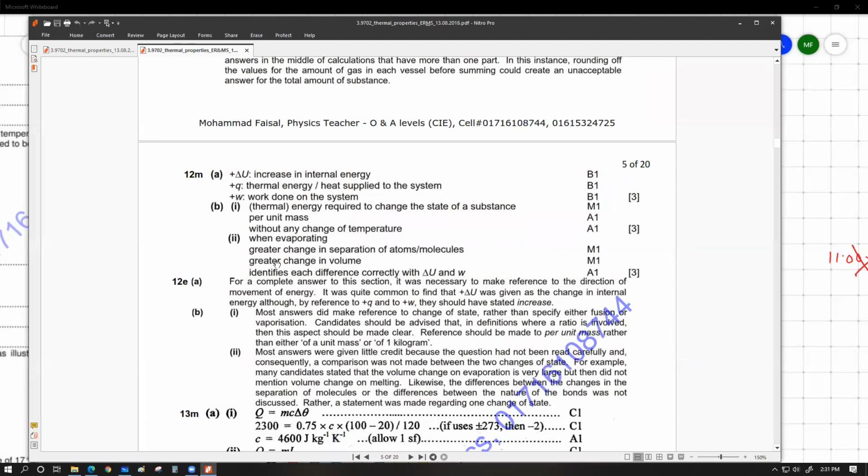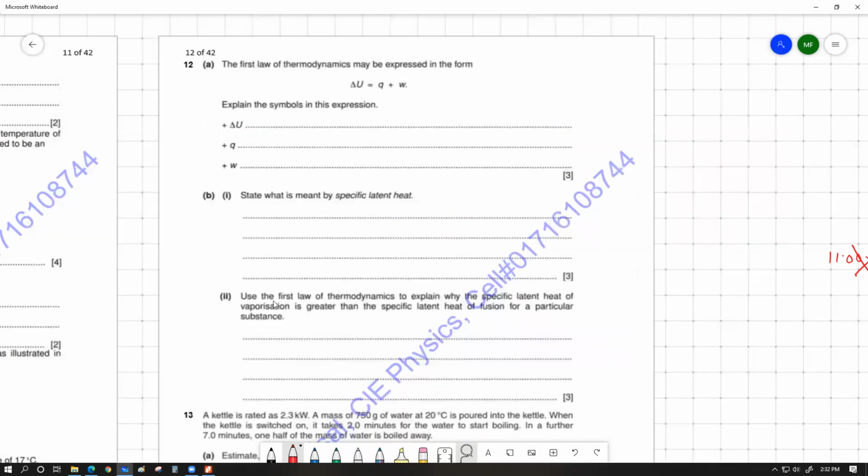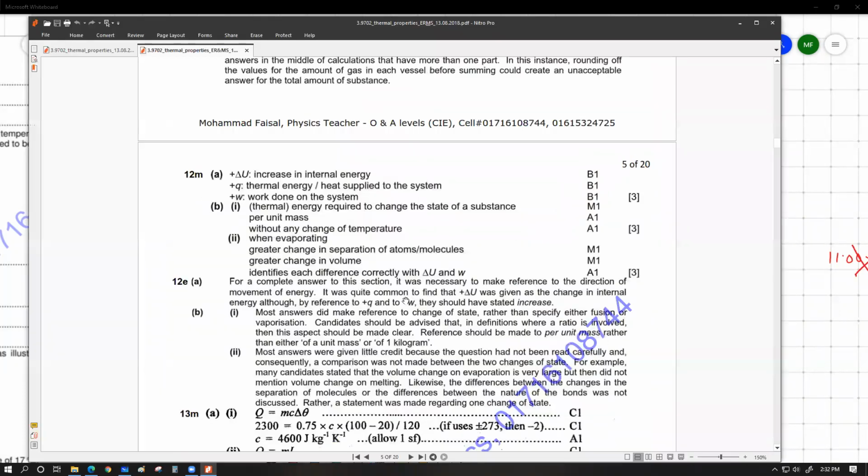The mark scheme says over here that when evaporating, there is greater change of separation of atoms or molecules and greater change in volume, and it identifies each correctly with delta U and W. Okay, so I actually said the whole process in general terms, but I did not use the first law of thermodynamics. I messed up this part. I said what's going to happen, but I put no regard to this phrase. I forgot about this. So I'm definitely not going to score the 3rd mark of this question.